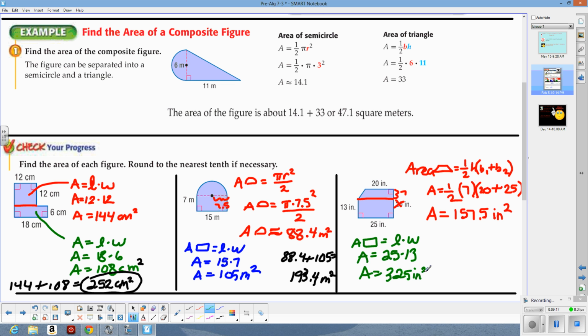Now we're going to put these two together. This plus this, when you add those together, that equals 482 and 5/10 inches squared.